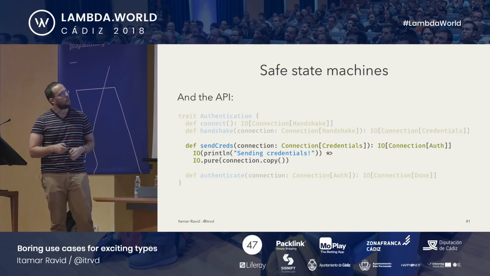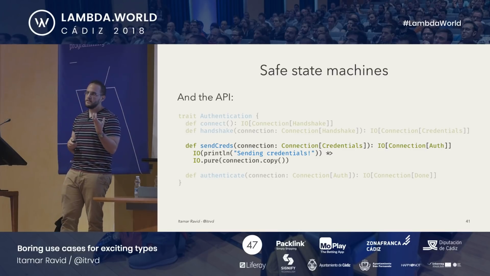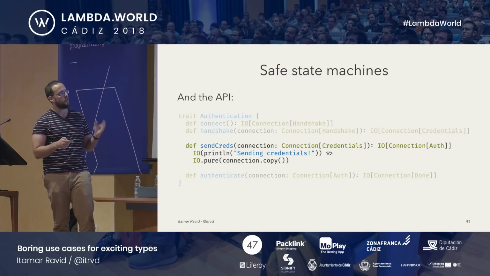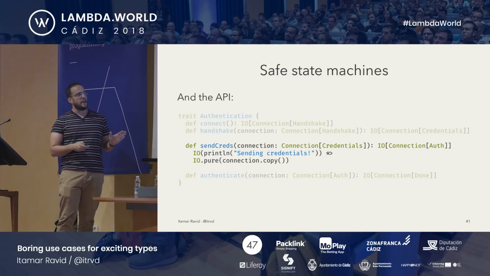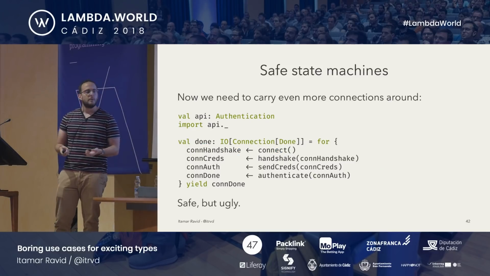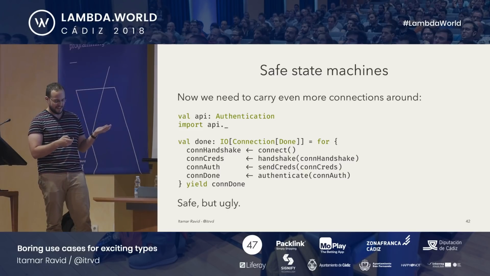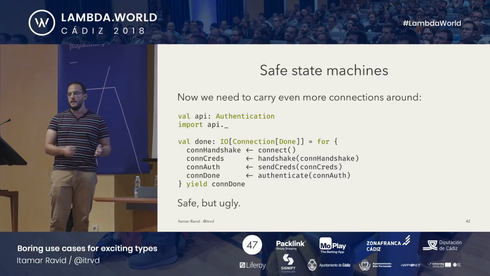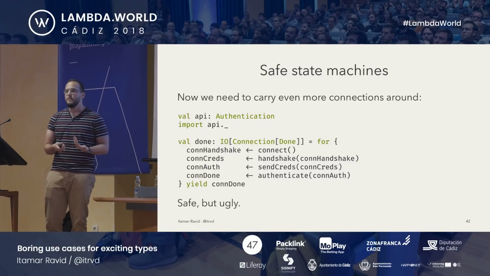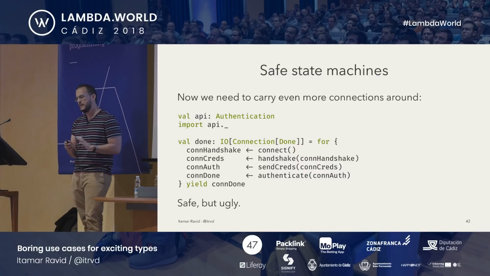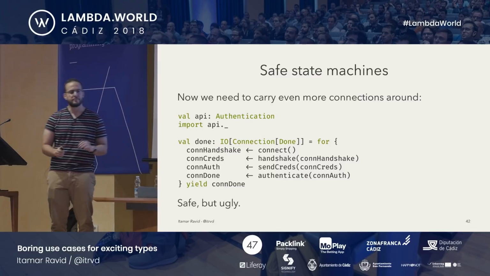For example, here, because the type parameter S in connection has no value representation, we can just copy the connection and get back a new value of connection with the right type parameter. So this is OK. But now, when we actually would like to use it, we need to keep track of much more things. Because we need to keep track of this connection in handshake, and this connection in credentials. And in essence, it's all the same value. But we have to keep track of them ourselves to pass them to the right functions, which is not nice. It's safe, but it's ugly.